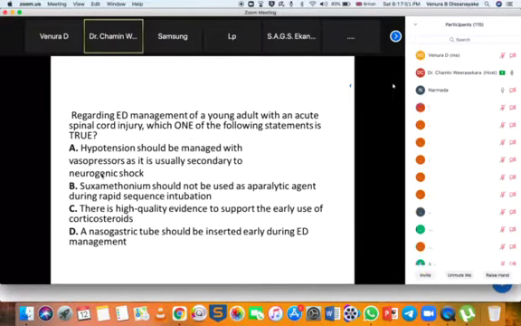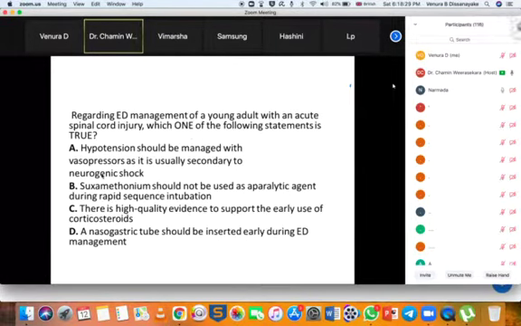Various books tell various things. Usually before 48 hours it can be given, but after 48 hours to 1 year you should be cautious when giving sux. Because in patients with spinal cord injuries, the extrajunctional receptors proliferate. Because of that, when you give sux, you can get life-threatening hyperkalemia and the patient can have a cardiac arrest. Because of that, sux should be given with caution in a patient with a spinal cord injury.